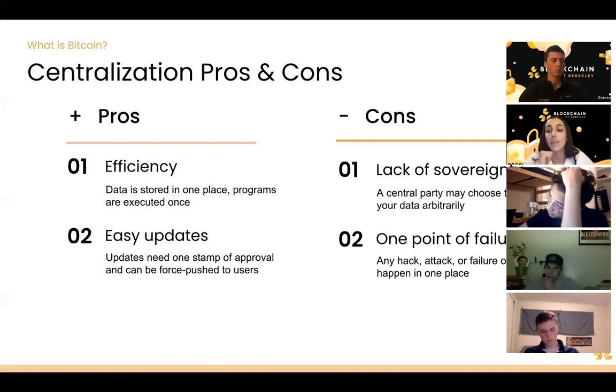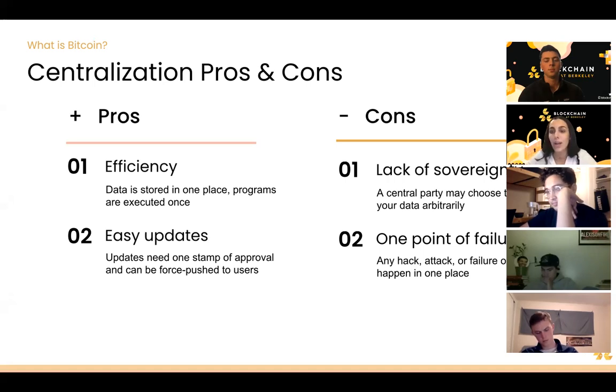And so that's something that I give up for this efficiency, this lack of sovereignty. So that central party, there are laws in place to prevent this, but they can choose to use my data arbitrarily. And what we've seen is that they have. So Facebook has sold our data to advertisers and whomever else. And so what we've seen is that this data can be used in malicious ways, in ways that we don't necessarily know about. And two, there's one point of failure.